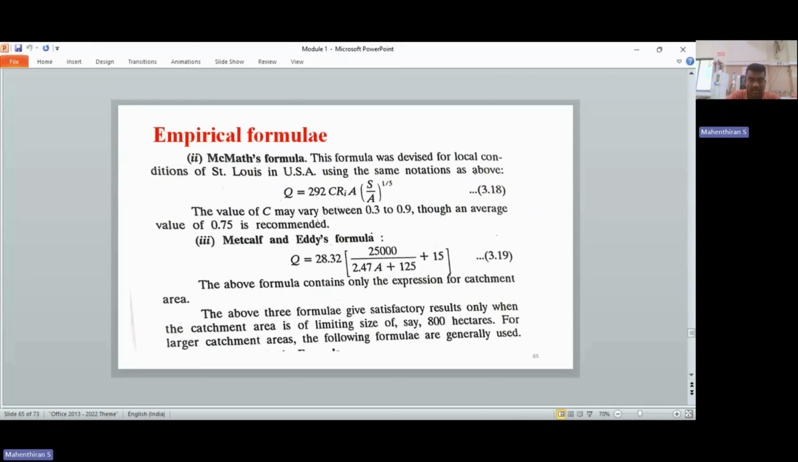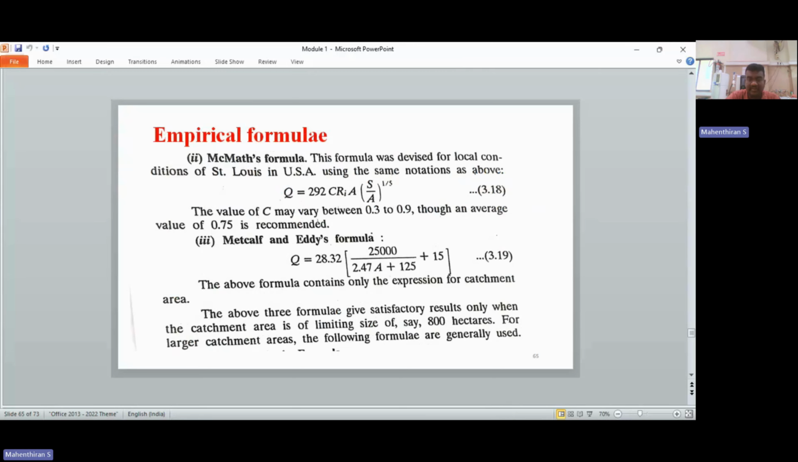With this note, now let us discuss Metcalf's formula. Look at the equation on the slide. Here they have given Q is equal to 292 C Ri A to the power of S divided by A to the whole power 1 by 5. This formula was devised for local conditions of St. Louis in the USA. You know that St. Louis is a major city in the Midwestern United States, located along the Mississippi River.